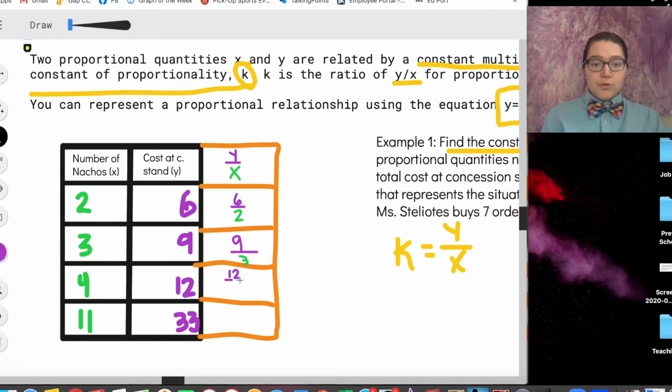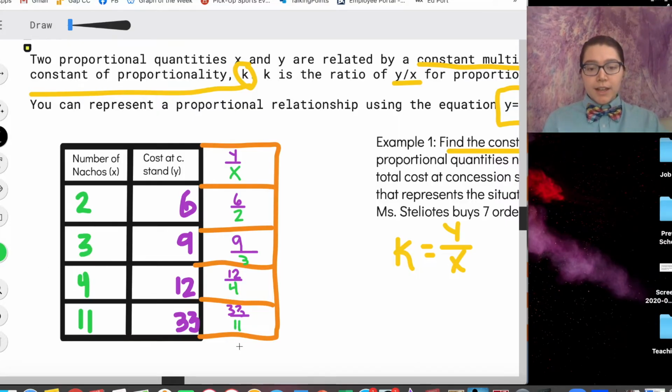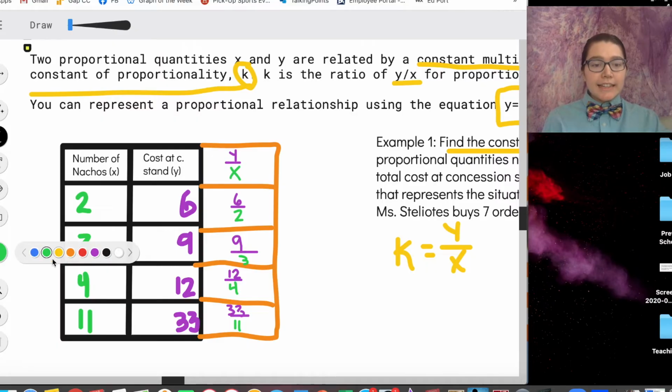Do the same thing here. If I buy 4 nachos, it's going to cost $12, so I can do 12 divided by 4, y divided by x. And lastly, if I buy 11 nachos, it's going to cost $33. So I'm going to do 33, my y value, divided by x, 11, my x value. And since we have a proportional relationship, that means all these values have to be the same, and they're going to lead to our constant of proportionality.